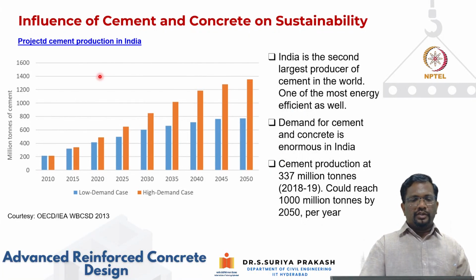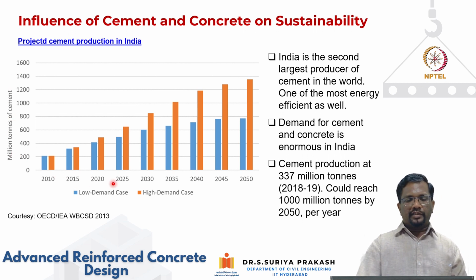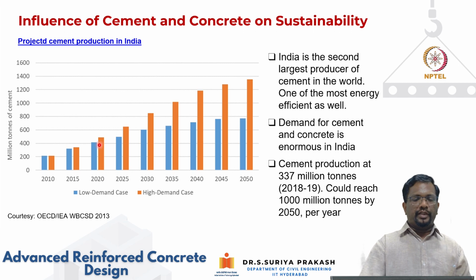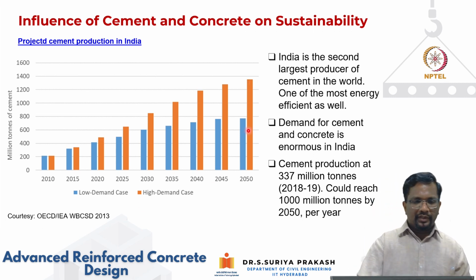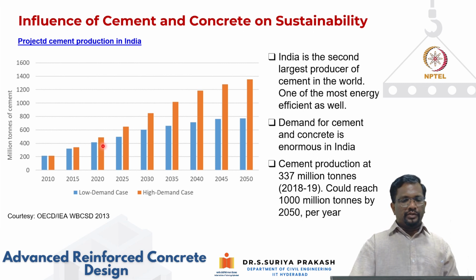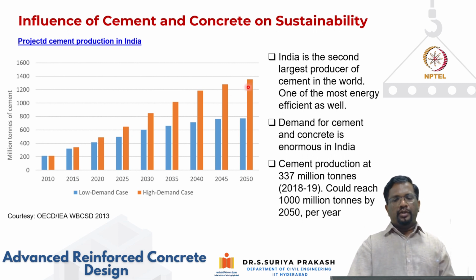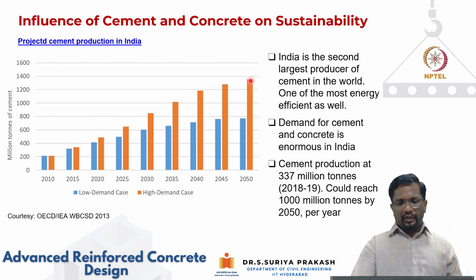Right. So this is again the data from the India point of view, as we have explained in the previous slide. In the y-axis, we have million tons of cement, and in the x-axis, different years. So you can see here in 2020, for the high demand case, we are at about 500 million tons is what has been produced in India in 2020 as per the statistics. Right. In 2050, you can clearly see here that the production is going to go from 500 tons to almost 1300 tons or so, right?